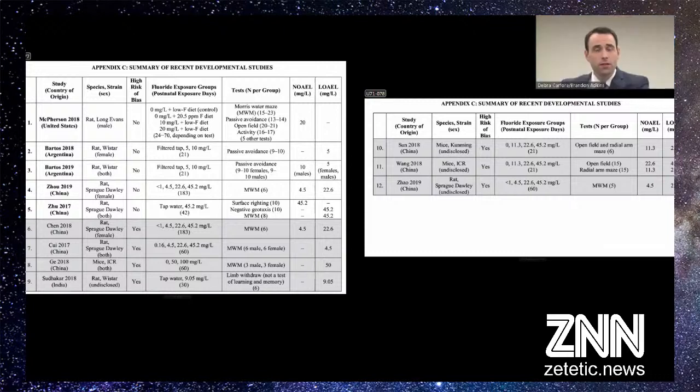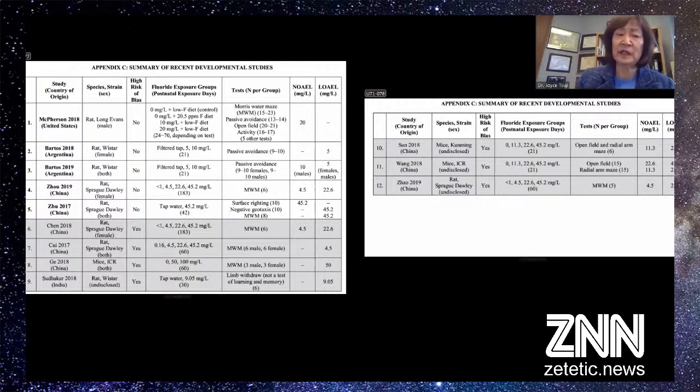I see McPherson 2018 listed as study number 1 in this chart. In your declaration, you describe McPherson 2018 as the best conducted recent developmental neurotoxicity study on fluoride. Why is that? Yes, it is because NTP designed it specifically to address the many tests that have been conducted on fluoride and the poor methods that have been used in many of these tests, and to do a much more thorough job, and also to include exposure levels that would be relevant for community water fluoridation.